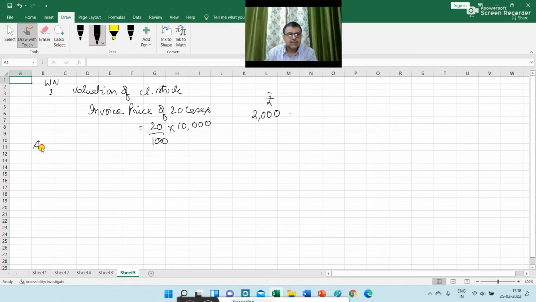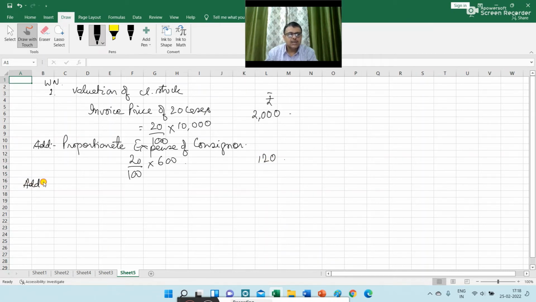Add proportionate expense of consignor, which is 20 by 100 into 600 rupees. So this comes to 120.